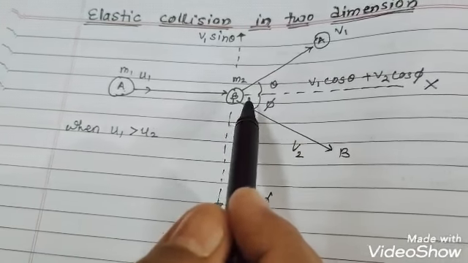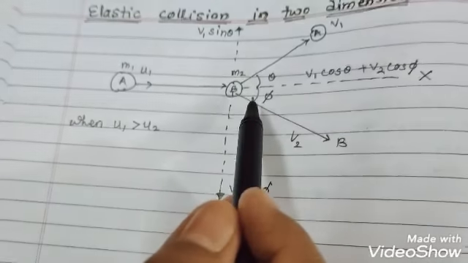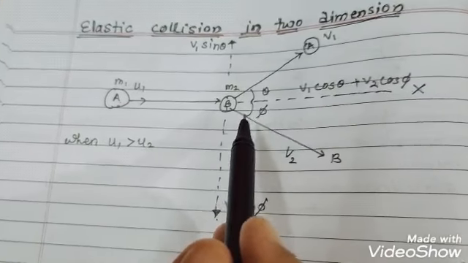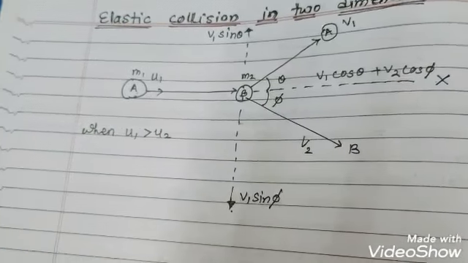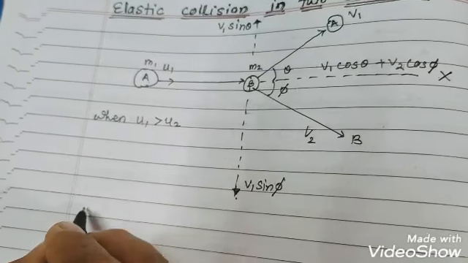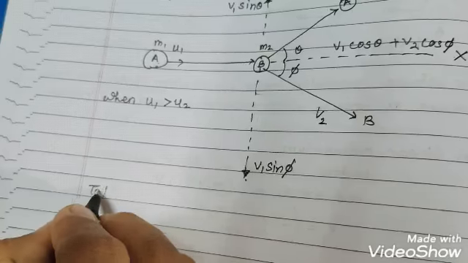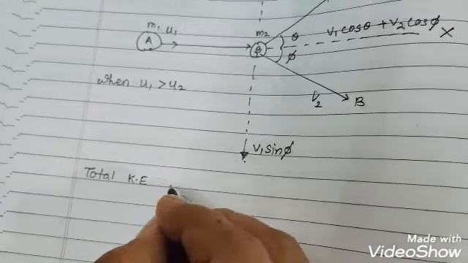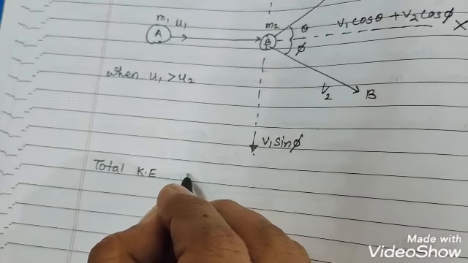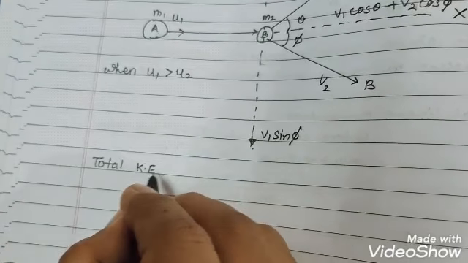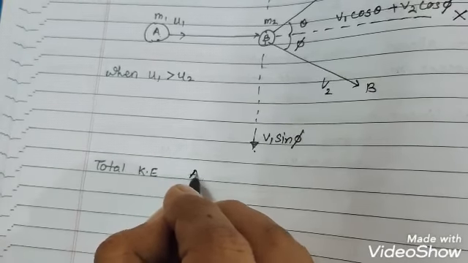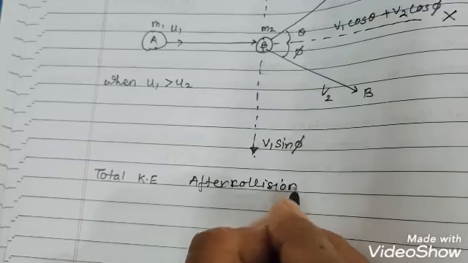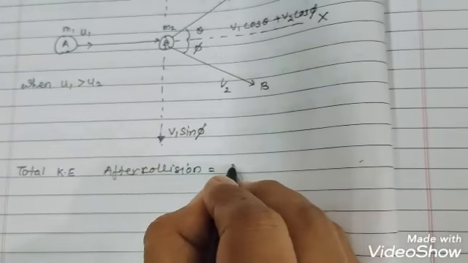Here theta is known as the angle of scattering and phi is known as the angle of recoil. As the collision is elastic, the kinetic energy will be conserved, and that means the total kinetic energy before collision must be equal to after collision. So total kinetic energy after collision will be equal to kinetic energy before collision.